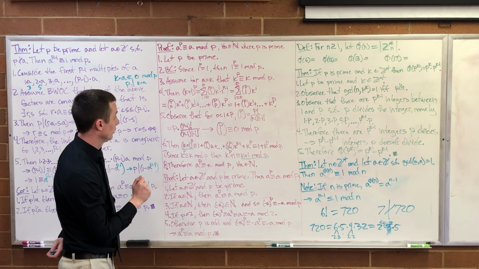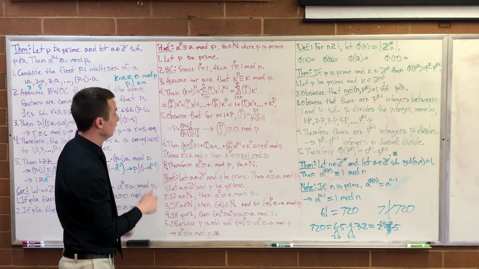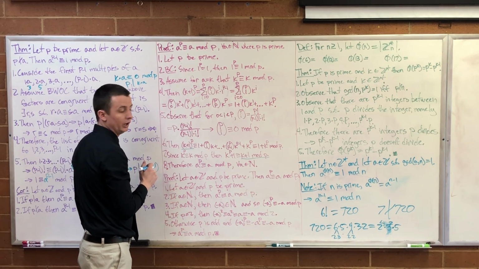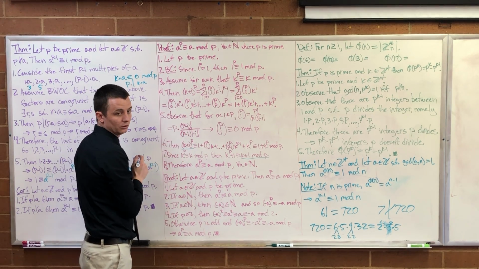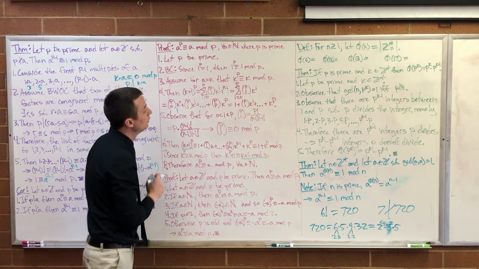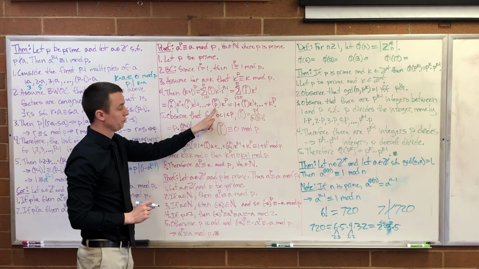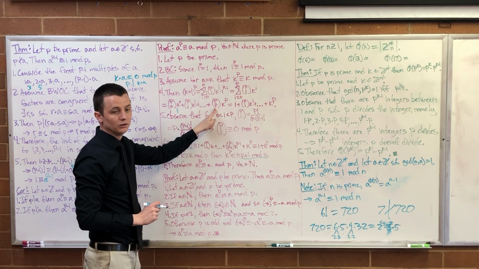Oh, I didn't make this note. Let me make this note really quick. What's p choose 0? 1. What's k to the 0? 1. So this is 1. What's p choose p?